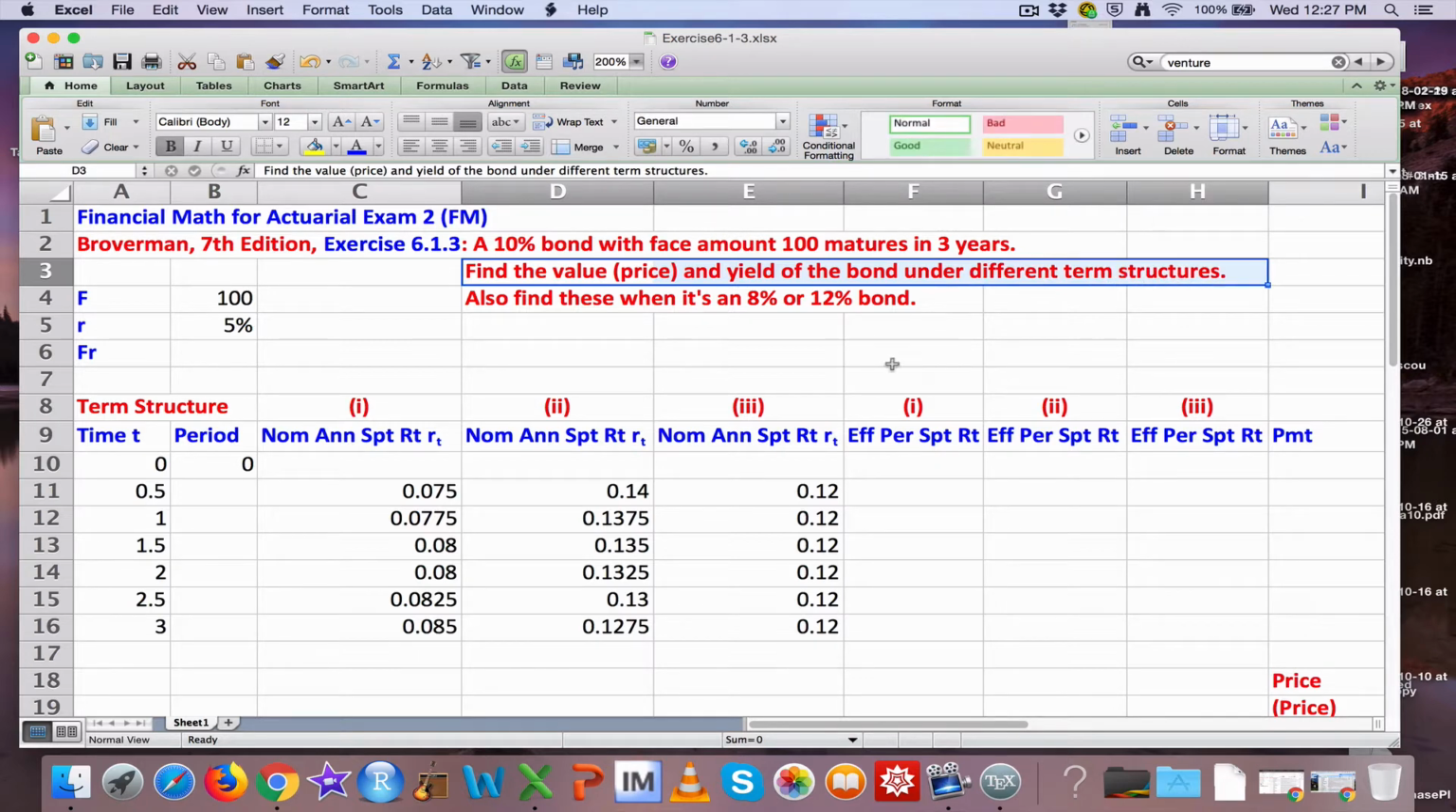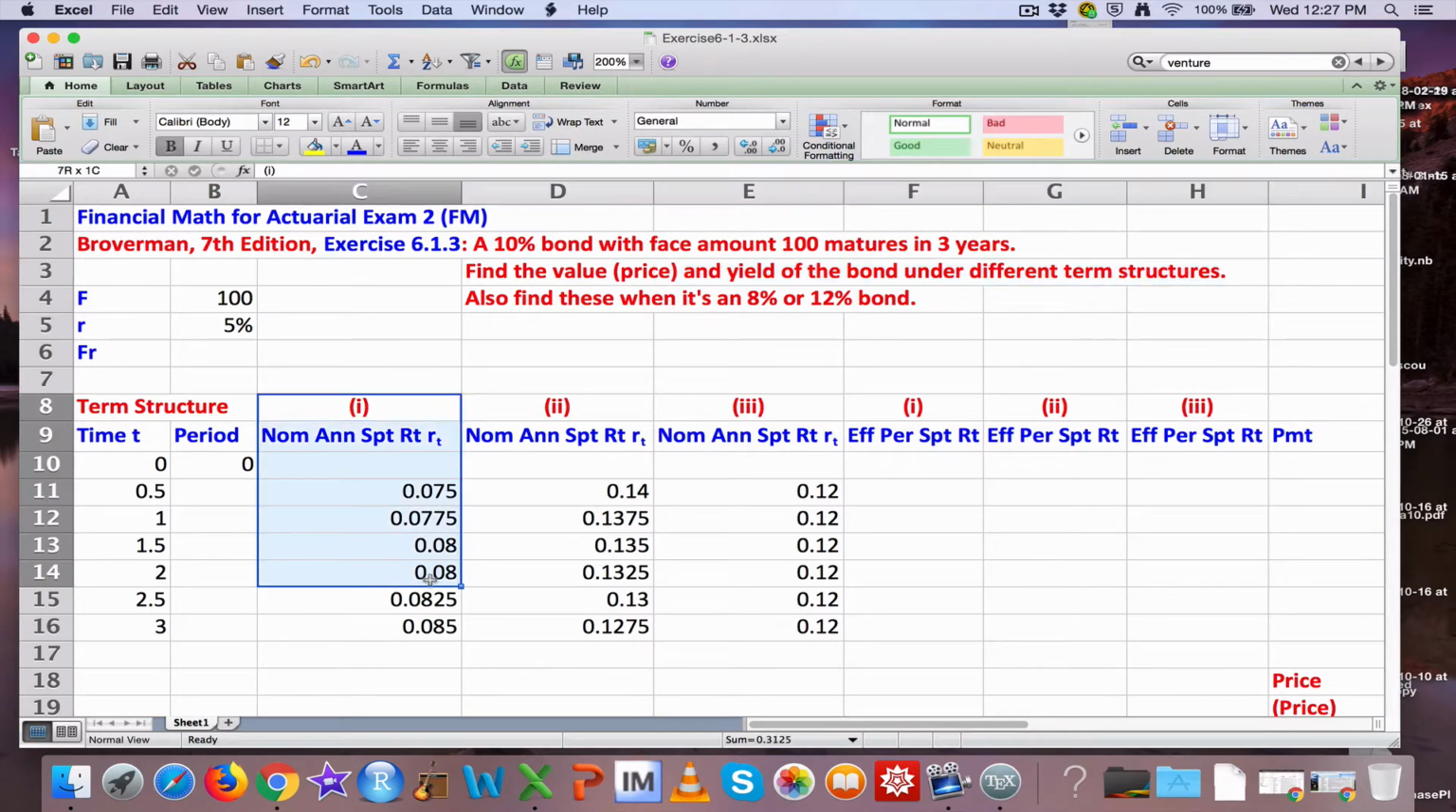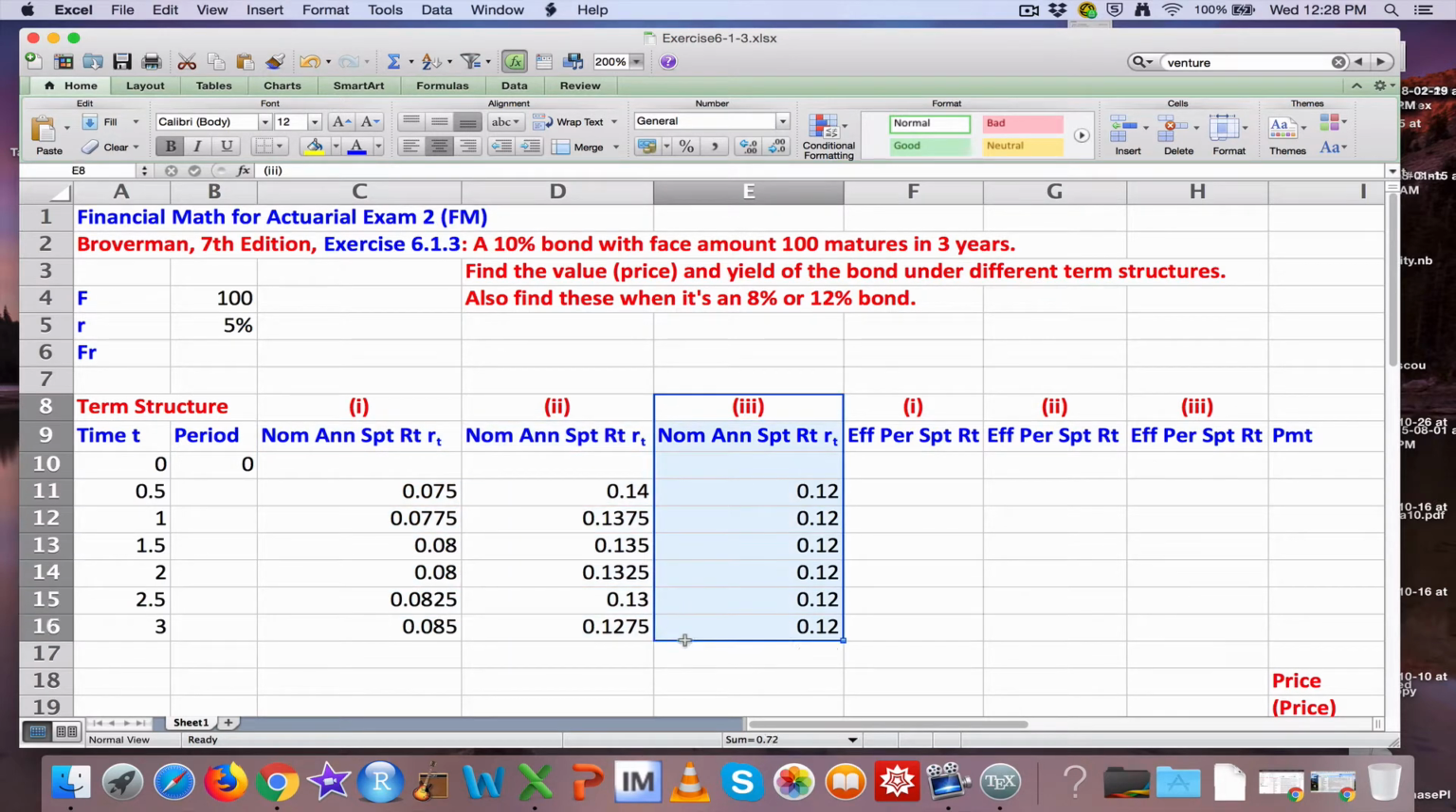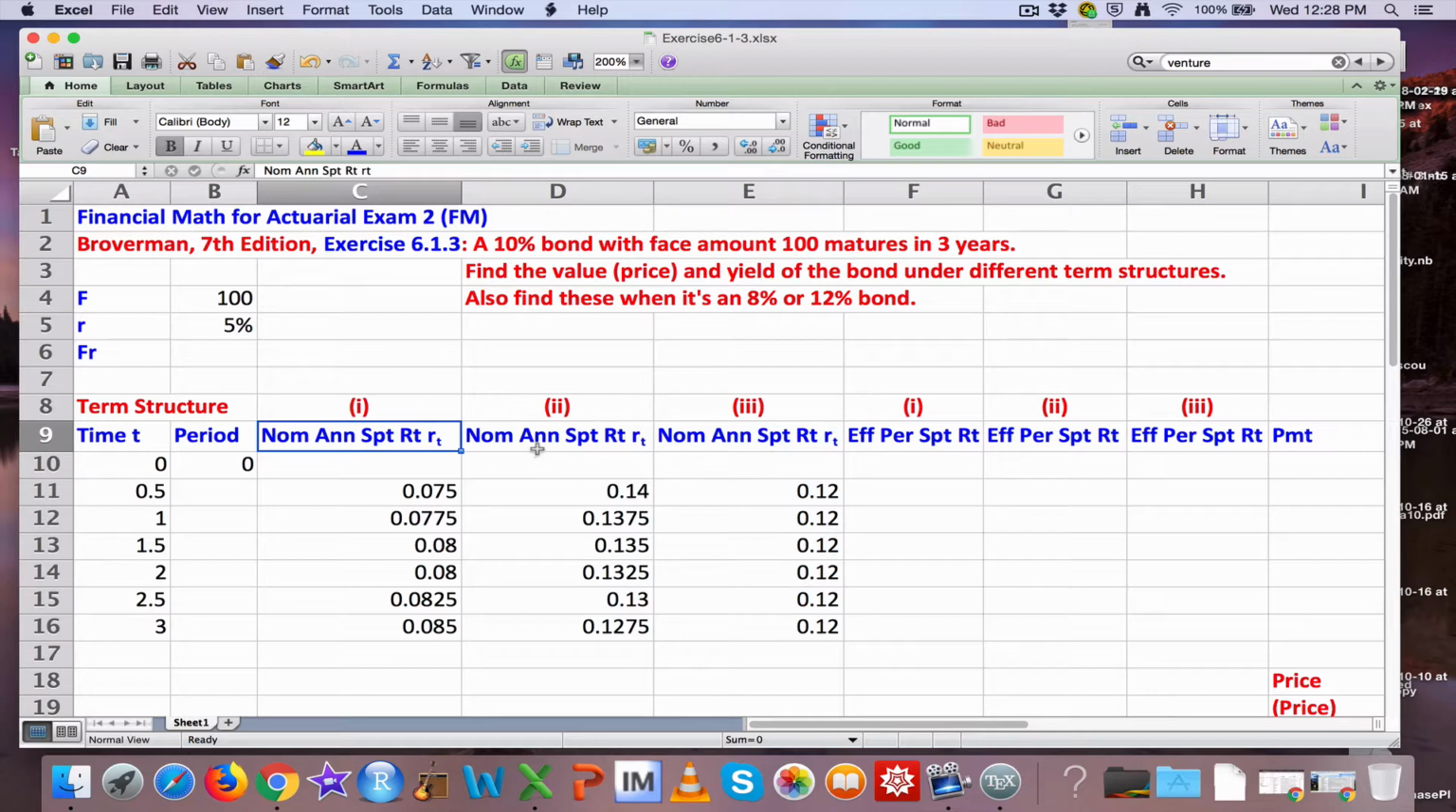Now, we talked about term structures in the last video. We've got 3 different term structures that you can see here in terms of what are called nominal annual spot rates. R_T stands for spot rate here. R sub T is the spot rate at these various times that are in half years: 0.5, 1, 1.5, 2, 2.5. So again, 3 different term structures. You can graph these term structures. You can graph these spot rates as functions of the term.